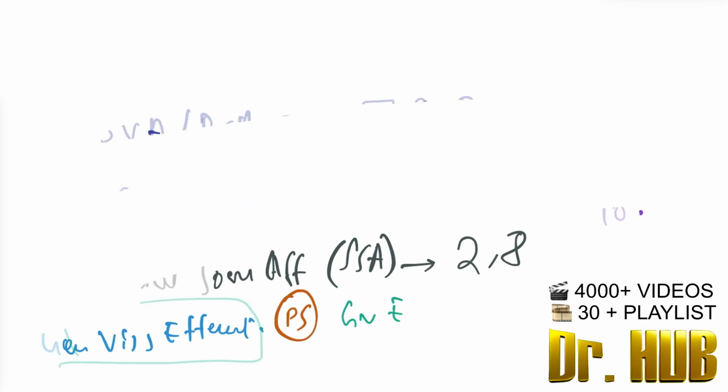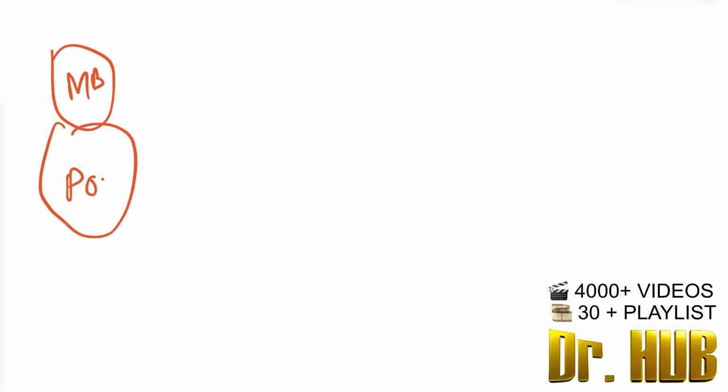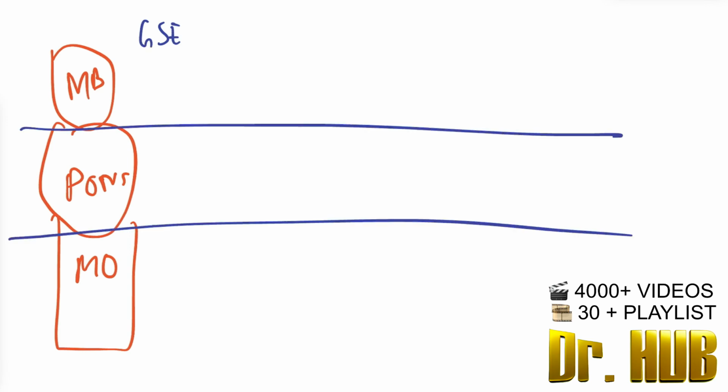So let's understand this better with a diagram. We have the midbrain, next the pons, and then the medulla oblongata. Under the GSE, in the midbrain there are 3 and 4, under the pons there is 6, and in the medulla oblongata there is going to be 12.